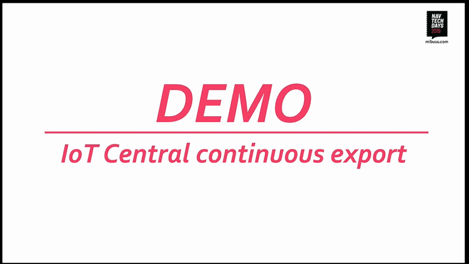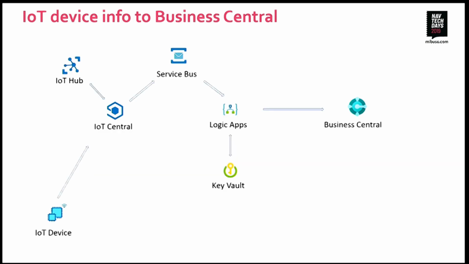So one is continuous export. So I can show you the diagram for that one. The device connecting to IoT Central, that's the same, but now from IoT Central, it will export data to Service Bus, and I'll have a logic app that receives messages from the Service Bus and then does the same connection to Business Central. So what would you use that for?